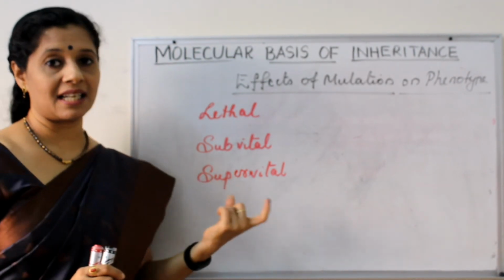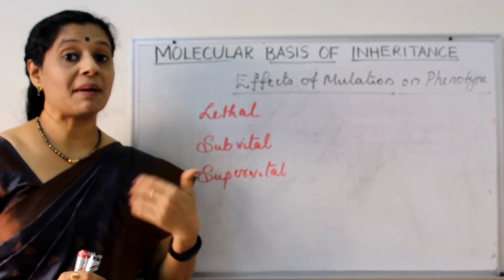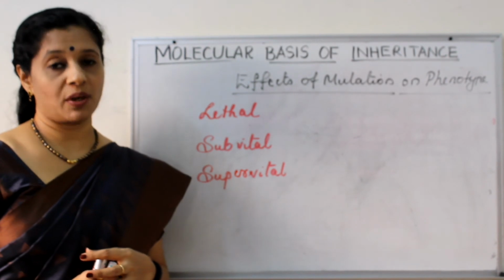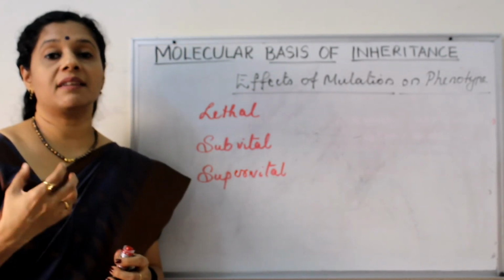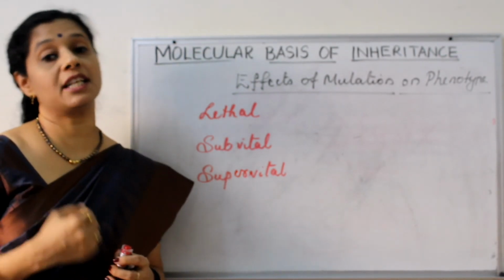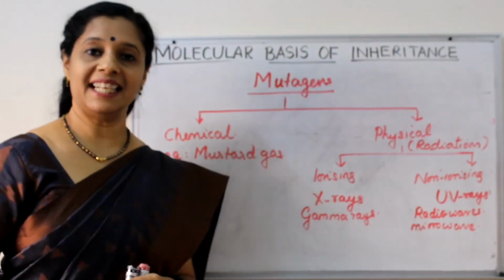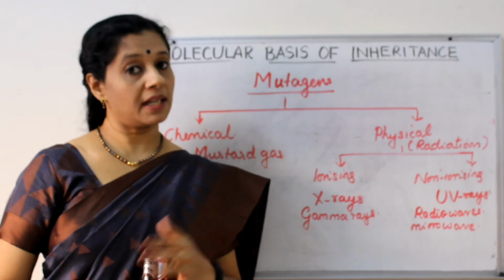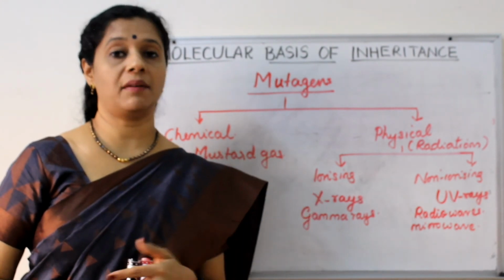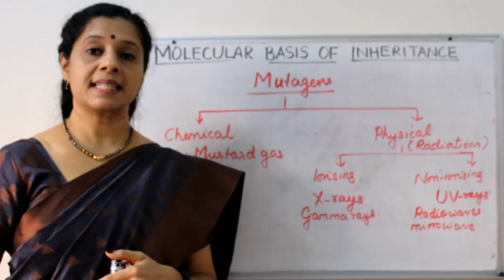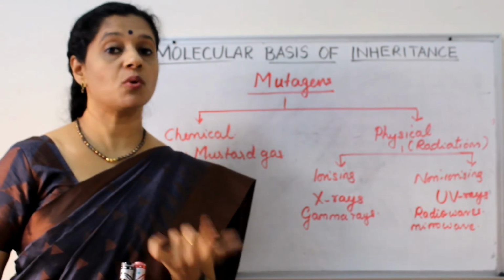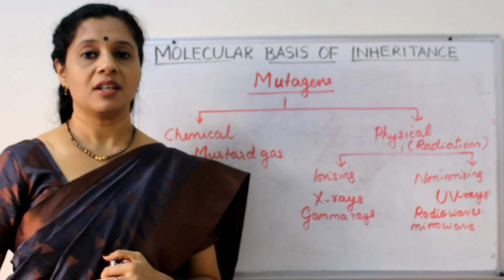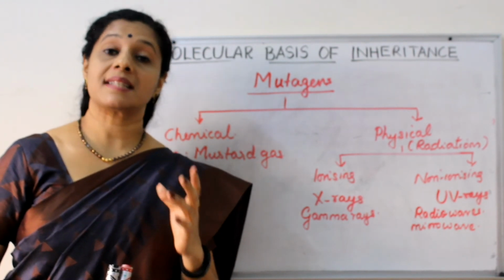Then supervital. Supervital means what? Giving some added advantage, or some advantages offered by this mutation. Under certain conditions, there will be improvement of biological fitness of that particular organism. We learned mutation can lead to variation. Variations are in a way good for adjusting with the environment, or evolution. In the same way, some mutations can be supervital also, giving some biological fitness to the organisms. So, sometimes mutations are good.